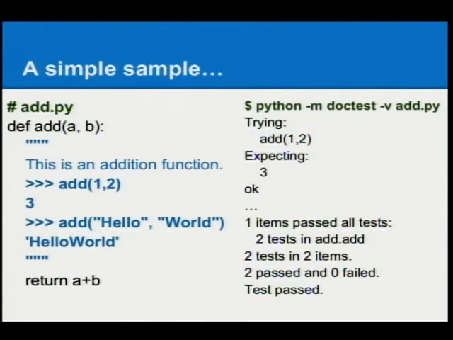So in this way, this is good because if you change the definition of your function and you run your test, it won't pass. You have to make sure your docstring matches what your actual behavior does. So this is a pretty simple example. It's simply an add function.